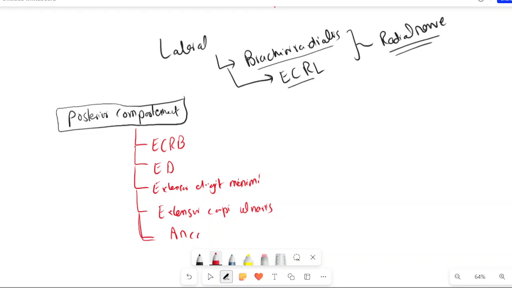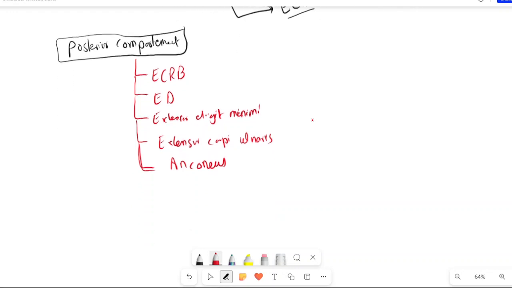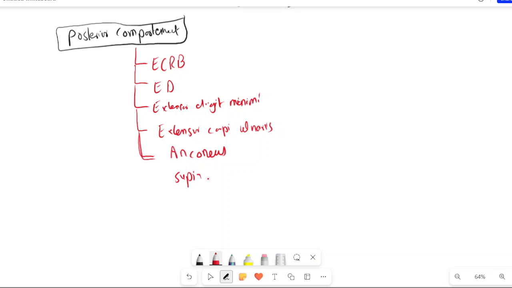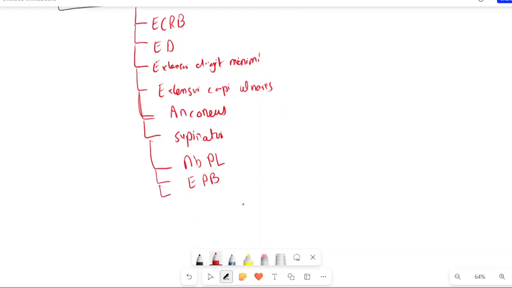Anconeus, supinator. Another is the abductor pollicis longus, and extensor pollicis brevis, extensor pollicis longus, and extensor indicis. These are the muscles.